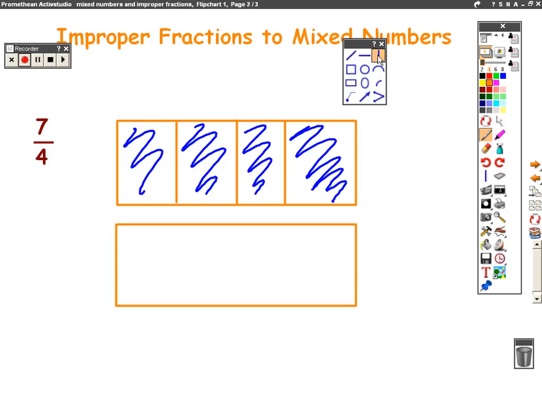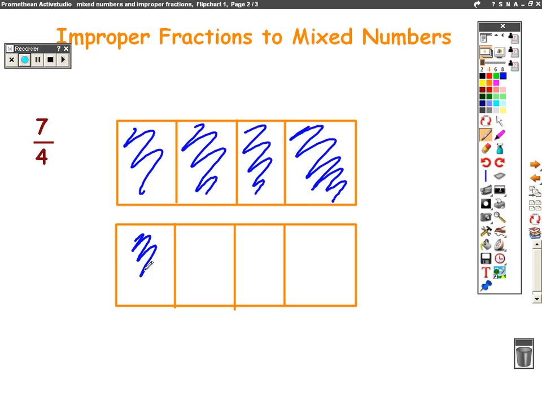Split it into, you guessed it, 4 equal parts, because that's what my denominator tells me to do. And I've already shaded in 4 parts, 1, 2, 3, 4. I need to get to 7/4. So 4 plus 1 more is 5, 6, 7.